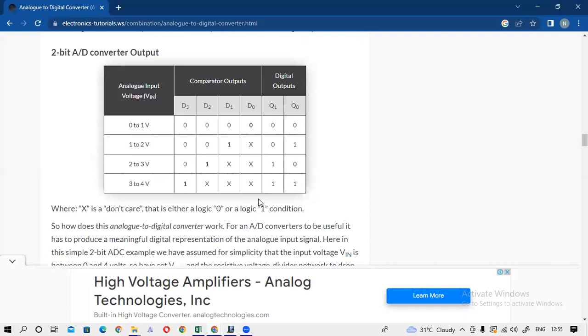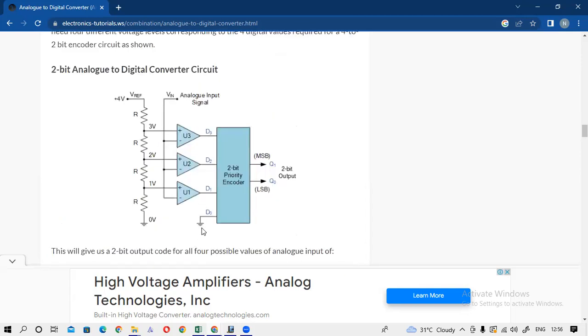You can see that we do not need to worry about this part. We only have to worry about these digits, this digit and this digit. And you can see that at all times d0 is 0, so you have to consider 0 at this point also. At other points, whether you have 0 or not does not affect your implementation. So that is why d0 is grounded.